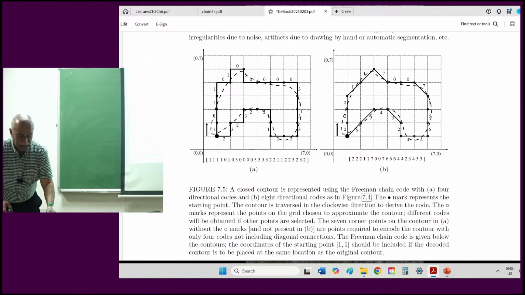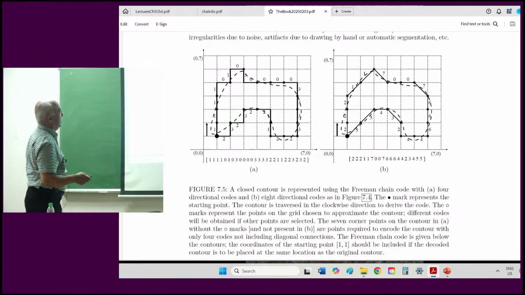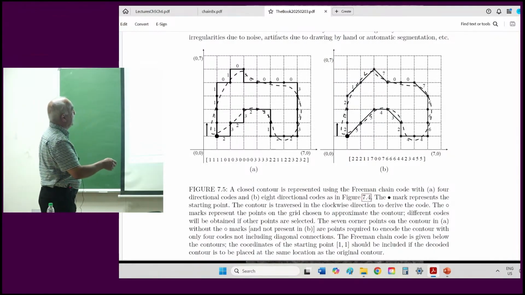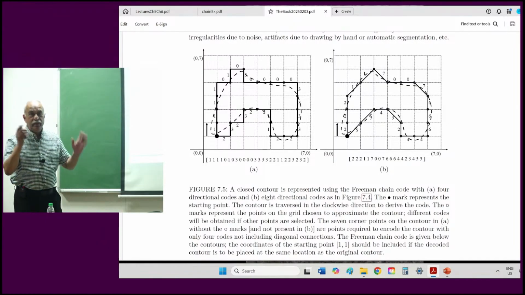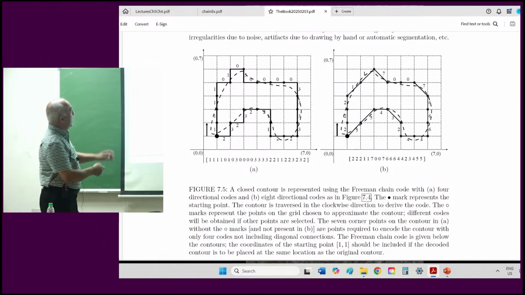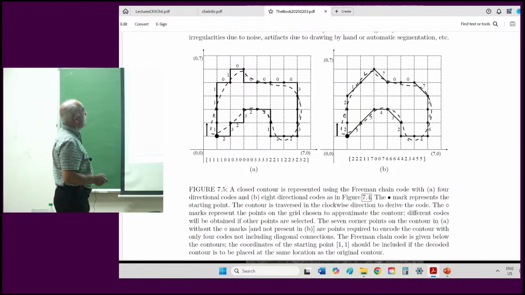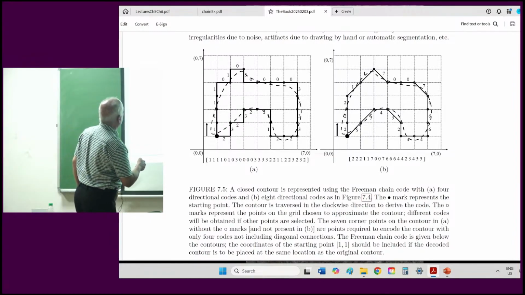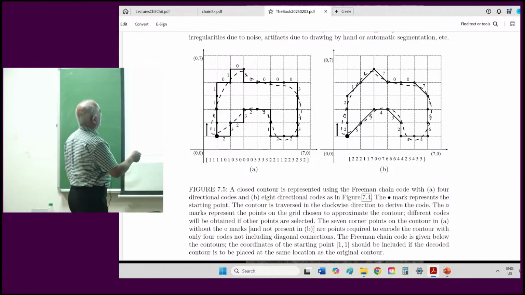Okay, this is the new edition. I did a different illustration. The dashed line is the original contour on some piece of paper, and this is my grid that I have superimposed. I take that as the starting point, in this case this solid one here. So from here I go clockwise.